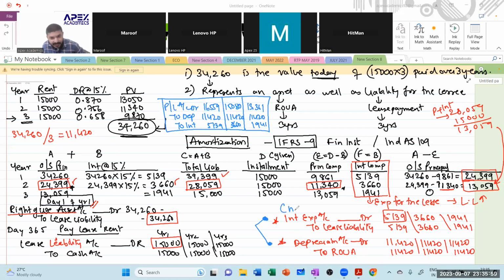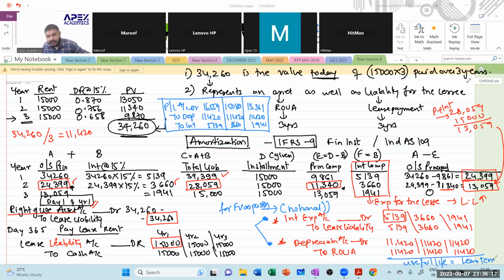This interest expense, I agree, is a notional interest expense. Why is this taken into consideration? For fair value as per IFRS. Depreciation is a must because any asset you capitalize, you have to write it off over its useful life. The useful life of the right of use asset is the lease tenure.